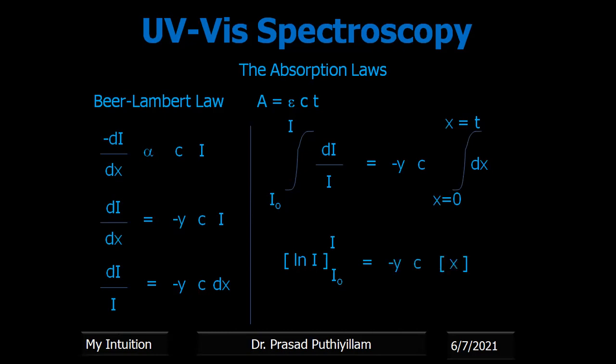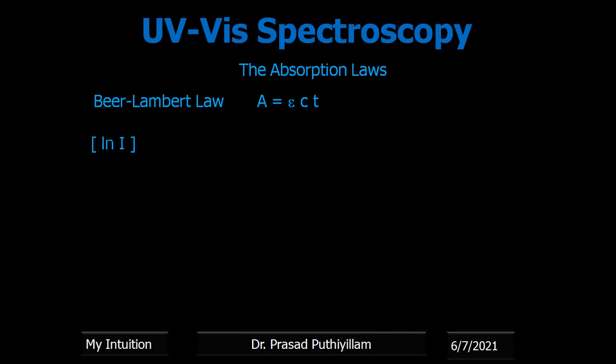Integration of dx, that is x, from 0 to t. The value of x changes from 0 to t. Now on expanding it, I will rewrite it because there is not much space to write. Therefore, the natural logarithm of I, from I0 to I, equals minus y c dx, from 0 to t. Now expanding it, that is the natural logarithm of I minus the natural logarithm of I0. That means we are substituting I with I as well as I with I0.